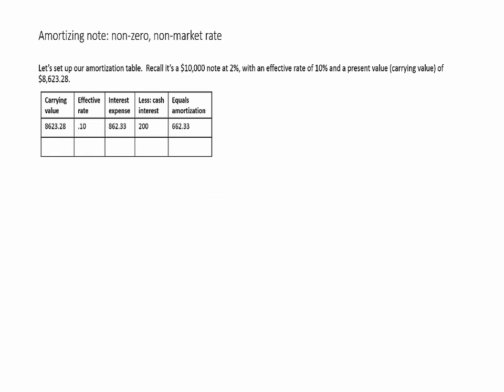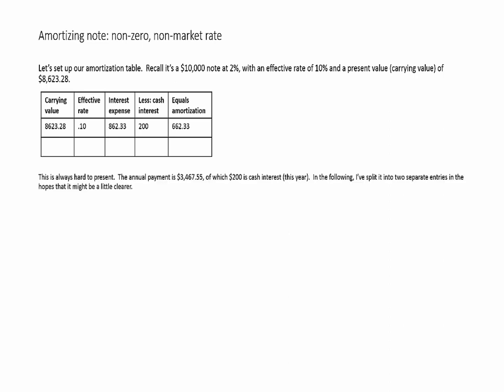Let's go ahead and set up our amortization table. Recall it is a $10,000 note bearing cash interest at 2% with an effective interest rate of 10%, and we start with a present value or carrying value of $8,623.28. So we do our usual effective interest table. The carrying value of the note multiplied by the effective rate gives us our interest expense. Subtract out the cash interest, and that leaves us with our amortization.